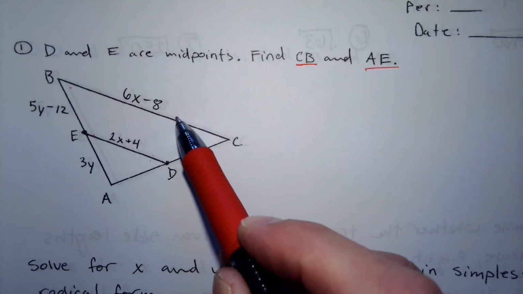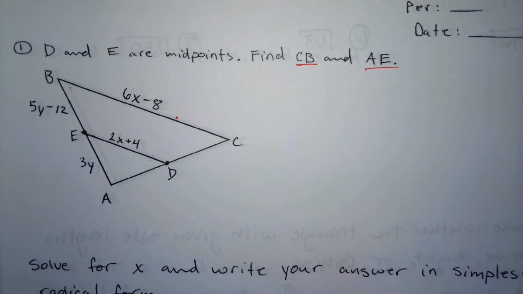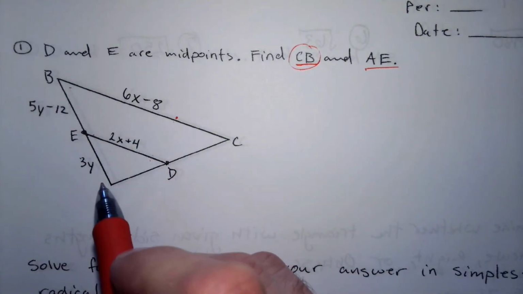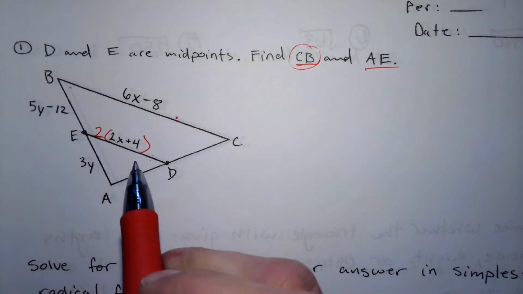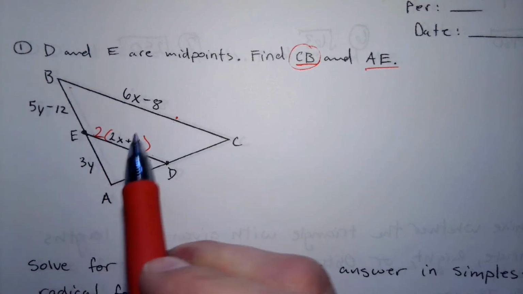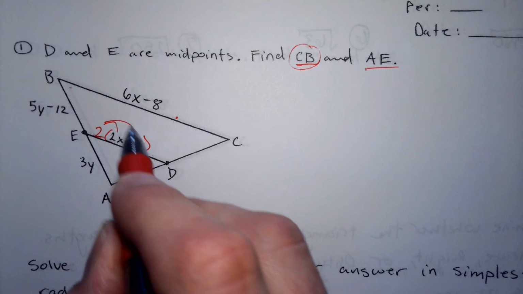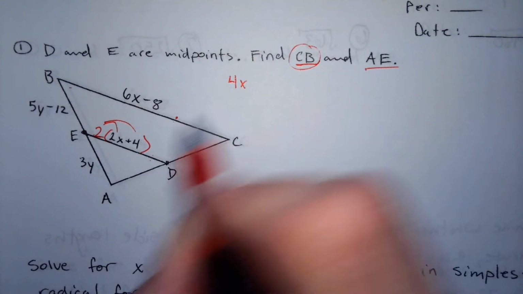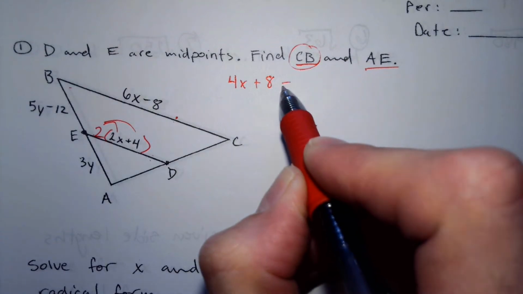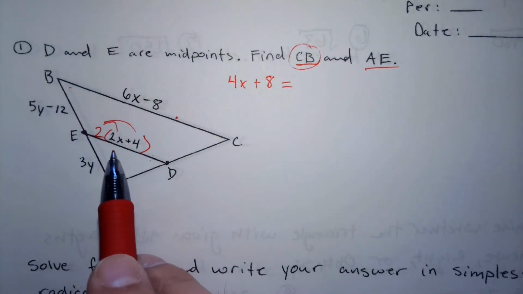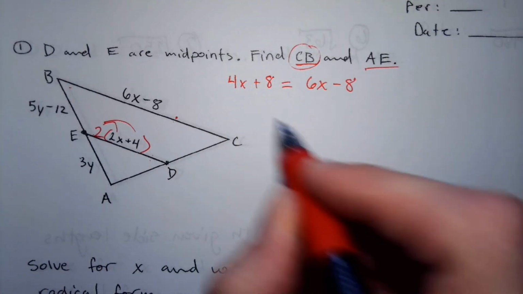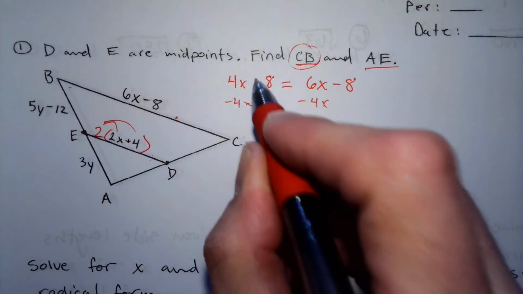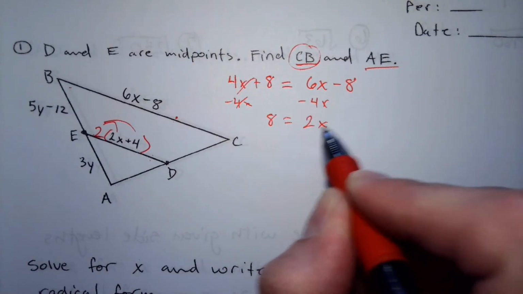So on this, if you want to set up an equation to find CB, that means we have to figure out what x is. And all you have to do is multiply the smaller one by 2, and then it will be equal to the bigger one. So I would do 4x plus 8. That's multiplying the small one by 2, then it equals the big one. 6x minus 8. Subtract 4x. 8 equals 2x minus 8.